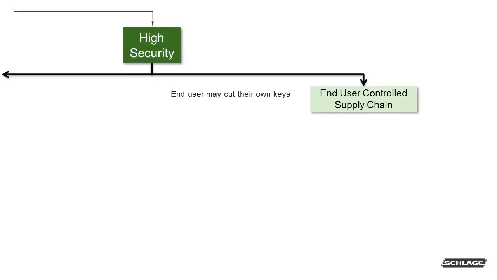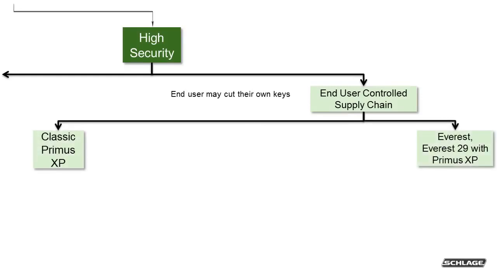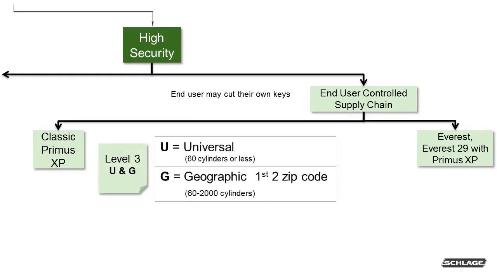Like the dealer-controlled levels, the end-user controlled levels have 2 keyway family types, one for classic Primus XP and another for Everest and Everest 29 Primus XP technology. The classic Primus XP side has 2 levels, each with 2 types of exclusivity. Level 3U is universal, no exclusivity, and only requires a purchase of less than 60 cylinders. Level 3G offers geographic exclusivity based on the first 2 digits in the zip code.